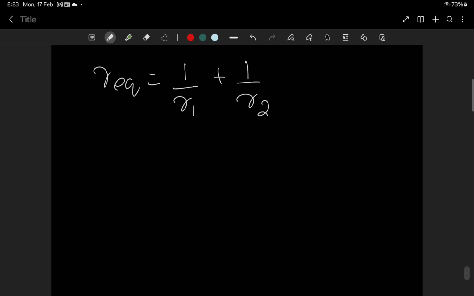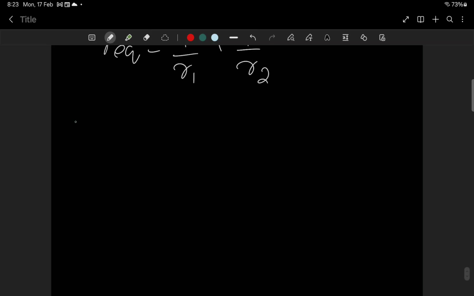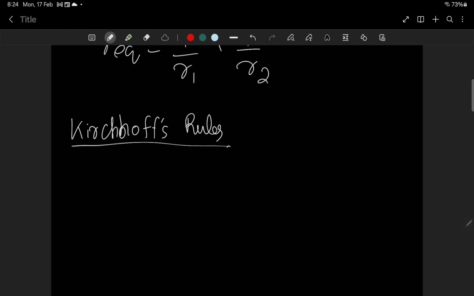Next we have Kirchhoff's law. So now our chapter is approaching its end. We are only having one more topic: after Kirchhoff's law we only have Wheatstone bridge. Kirchhoff is having two rules. One is loop rule and one is junction rule.